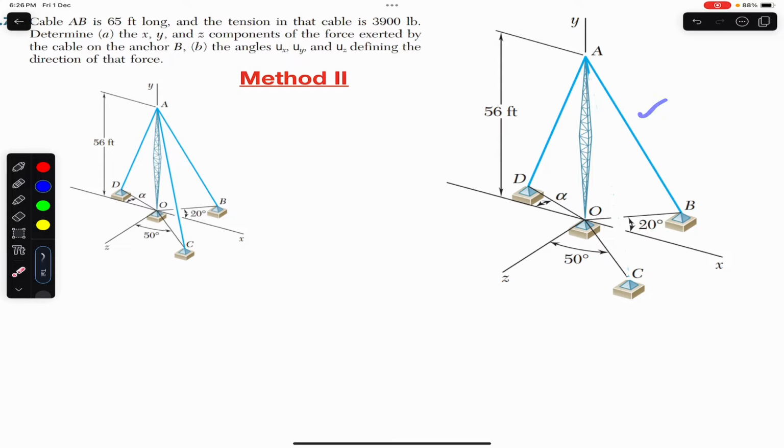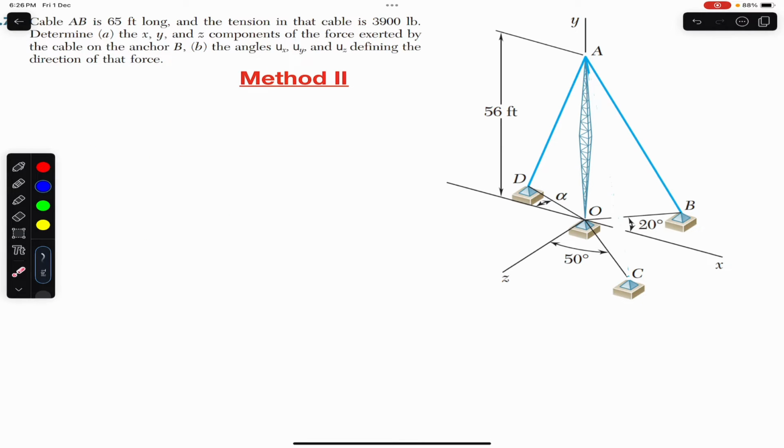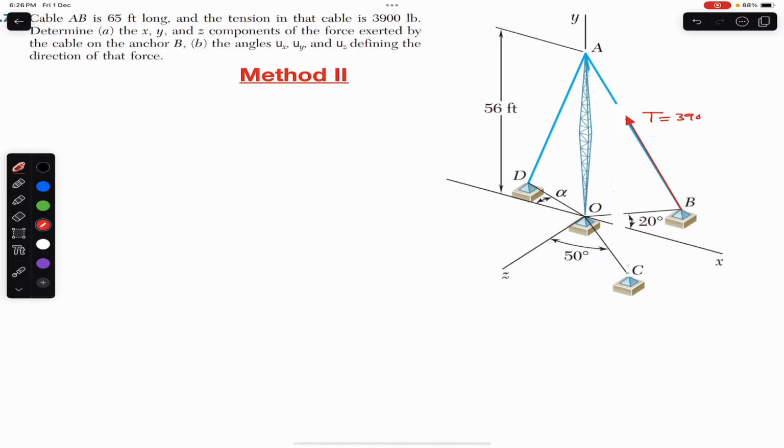In order to find the components of the tension in this AB rope, we need to cut the rope here. If I cut the rope, we will be able to see the tension in this AB rope like this. So this is that particular force or tension, and the magnitude of this tension is given, which is 3900 pounds. Now let me draw the x, y and z axes at point B.